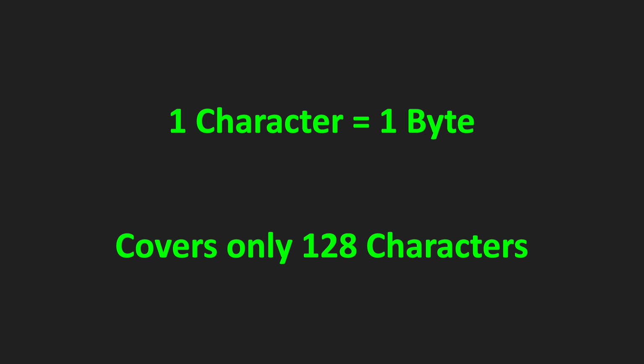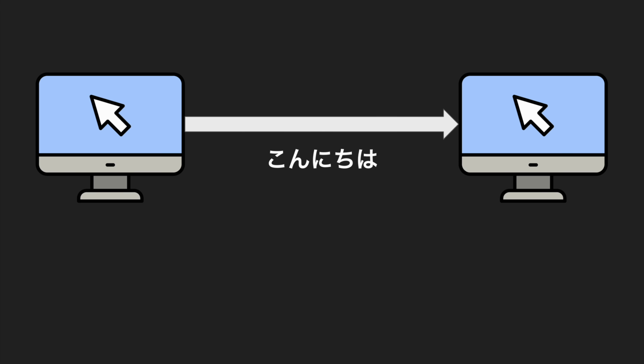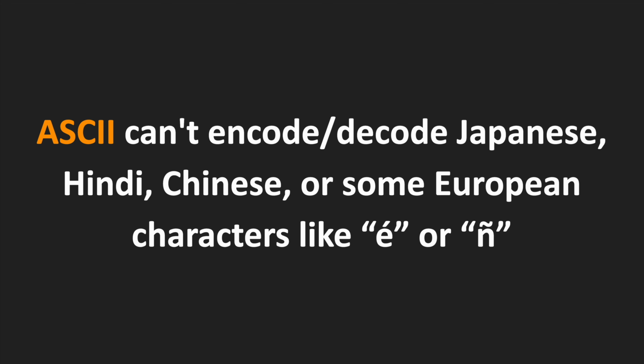In the ASCII standard, one character equals 1 byte, which means that it only covers 128 characters. So we have only 128 variations: lowercase, uppercase, digits and so on. What happens if we want to send text in another language or another alphabet? ASCII can't encode or decode Japanese, Hindi, Chinese, and some European characters.